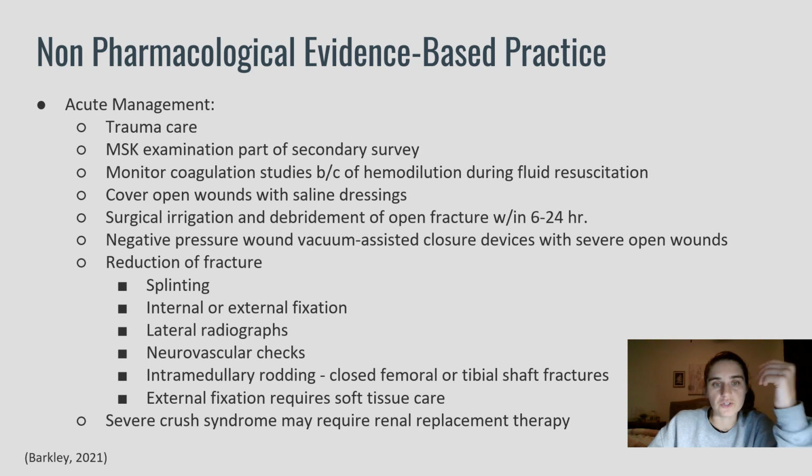And then they'll need surgical irrigation and debridement within 6 to 24 hours. And oftentimes a wound vac will be used with severe open wounds. You also want to immobilize the fracture or the break. They called it reduction of the fracture. So you can do this with splinting, internal or external fixation. You'll then want to get x-rays. You'll want to do neurovascular checks to make sure the extremity is perfusing.